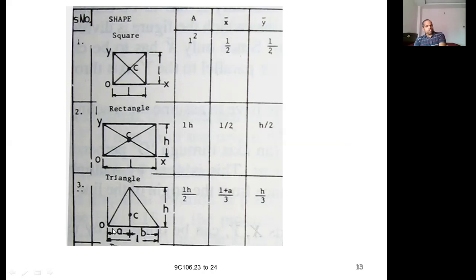It lies at a distance of L plus A by 3. This is L, this is A, and divided by 3. If both sides are equal, this formula reduces to just L by 2. Whereas the height is H by 3. Whatever the type of triangle, right angle triangle or any other triangle, y bar will always be H by 3 from the base.